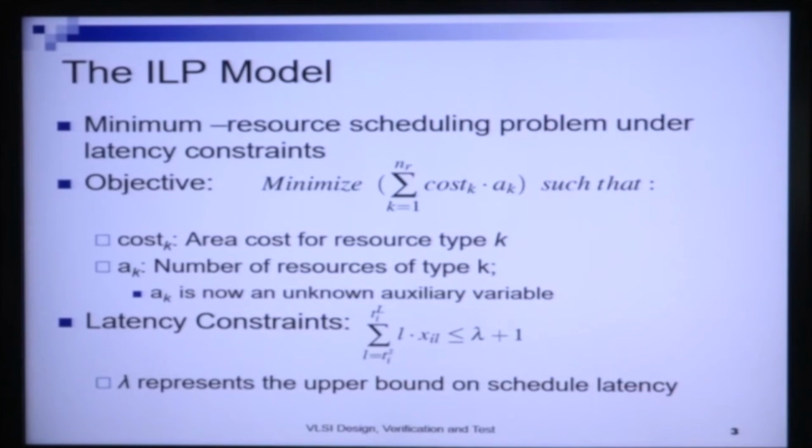Here again there is a mistake in the expression. Here i should be replaced by n, the sink node. So, I want to specify that the start time of the sink node should be less than my time constraint plus 1.